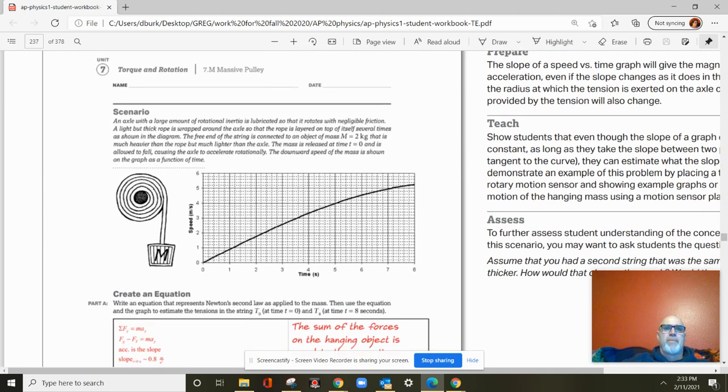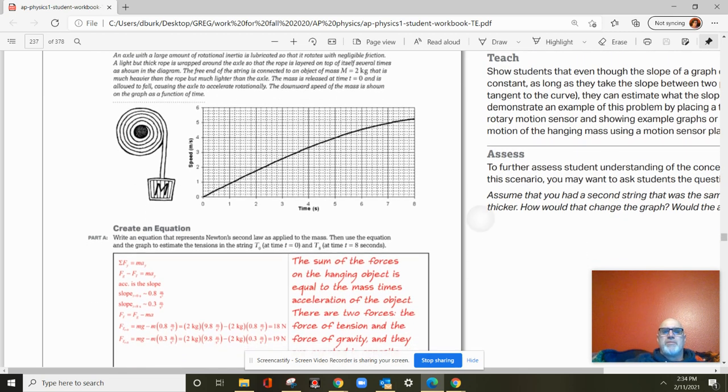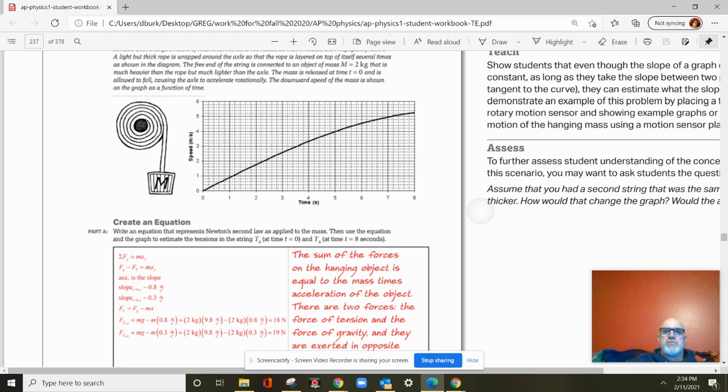Massive pulley. This is a lab that we have done in class once. You have this pulley, you have a mass, and you can wrap this rope around the axle, so that it unrolls. And as it unrolls, it gives a speed graph. You can see that it's got this concave, hyperbolic type of curve, right? The speed is slowing down as it unrolls.